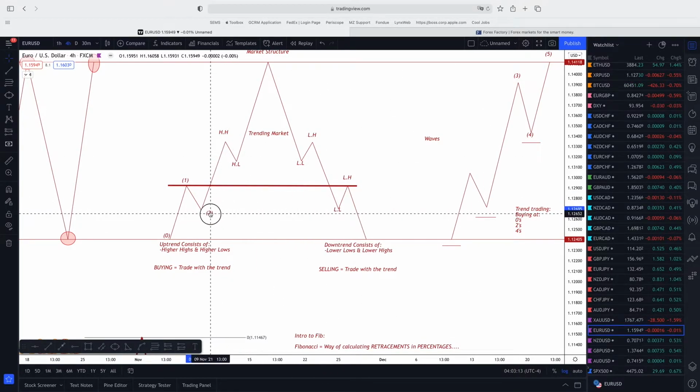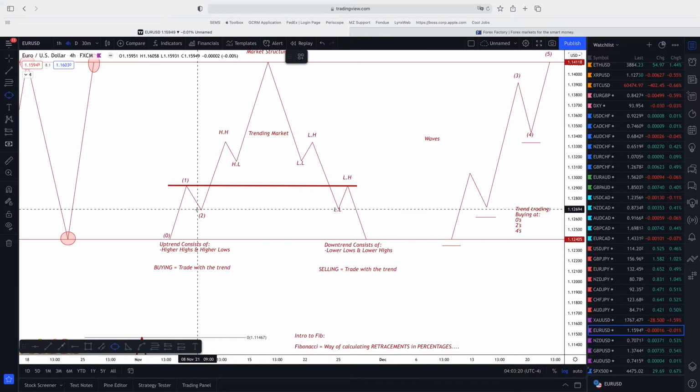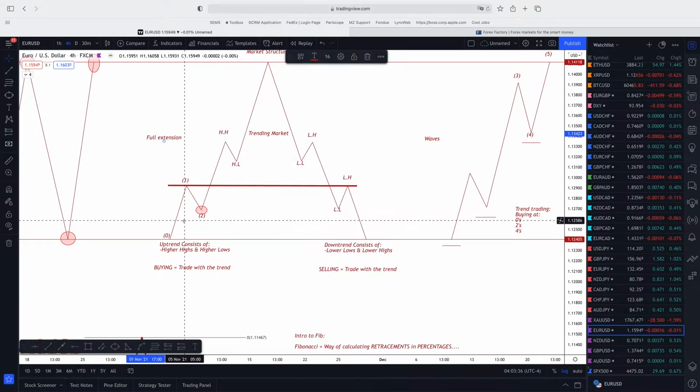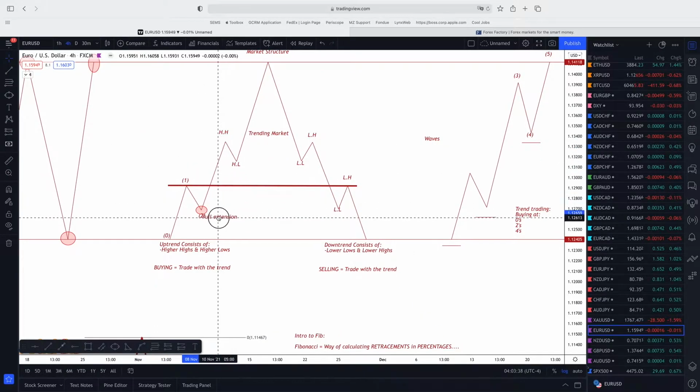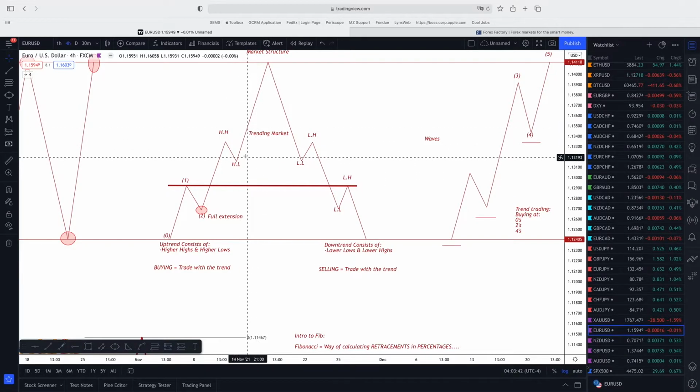What are you looking for? You're looking for this 2 point. You want to be able to catch and buy the very low of this market, right? Buy low in order for you to get a full extension. Guys, you want to be able to capture a full extension on the way up. So right over here, you buy at 2. Why? To get a full extension.